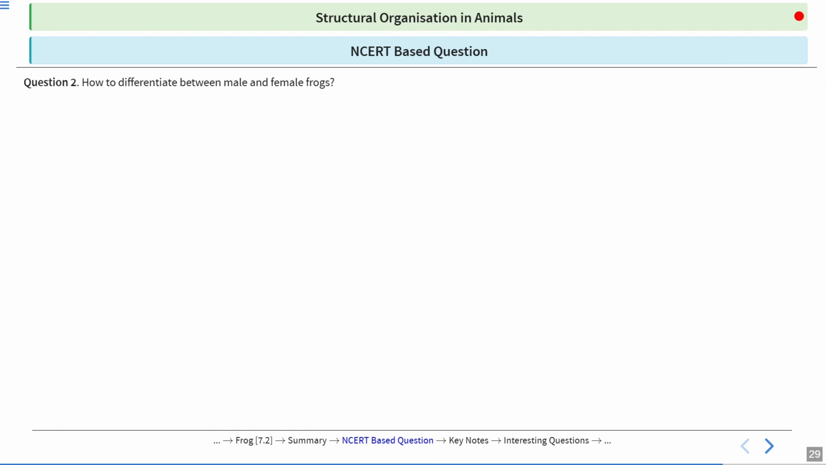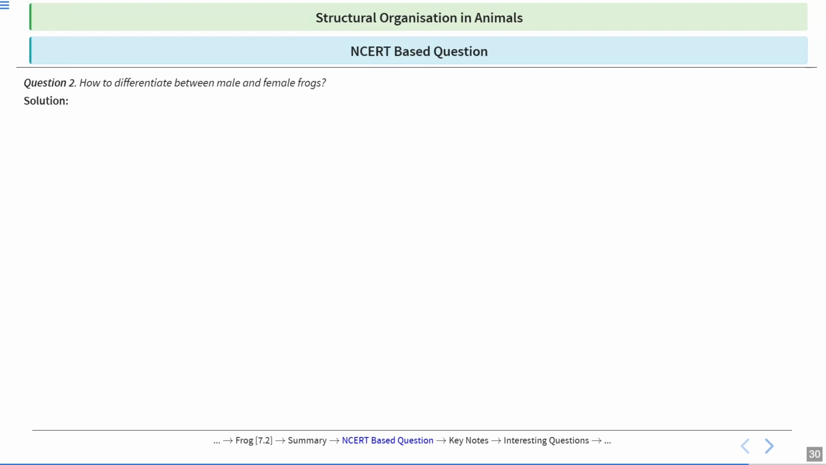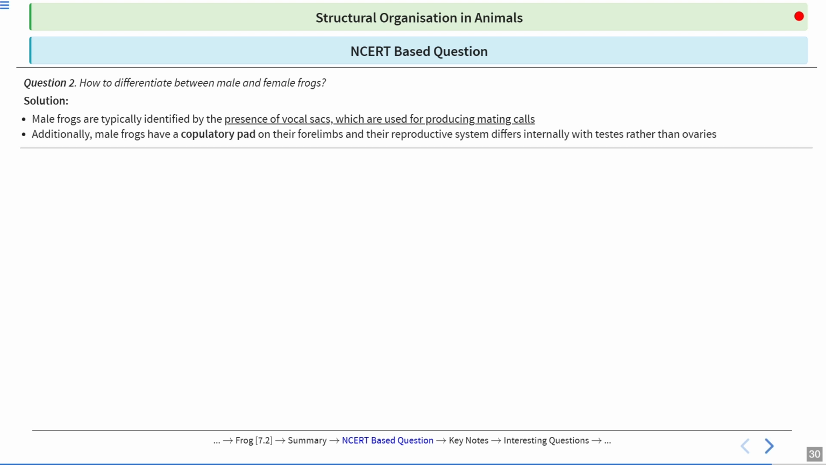Next question. How do they differentiate between the male and female frogs? Let us see the answer. Male frogs are typically identified by the presence of the vocal sac, which is used for producing mating calls. Additionally, male frogs have copulatory pads on their forelimbs, and their reproductive system differs internally with testes rather than ovaries. So in this way, the male and female frog differ from each other.